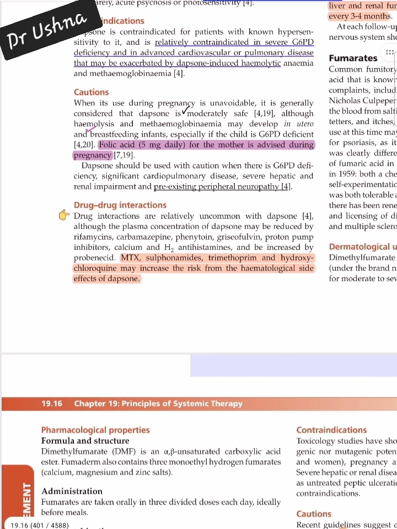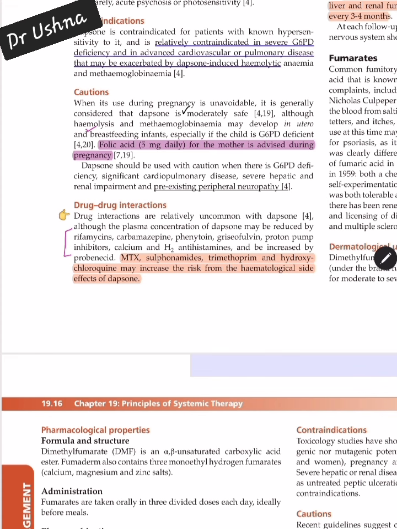Among the drug-drug interactions, you know that the metabolism of Dapsone depends upon the cytochrome P450 enzyme. So all the drugs that are inhibitors or inducers of the cytochrome P450 enzyme are going to change the metabolism of Dapsone and reduce its plasma concentration. So rifampicin, carbamazepine, phenytoin, griseofulvin, proton pump inhibitors, calcium, and H2 antihistamines, these are basically the drugs that are going to reduce the concentration of Dapsone in the plasma.